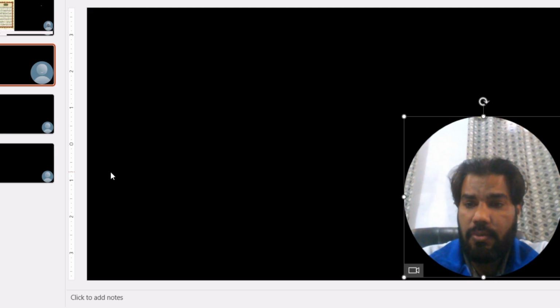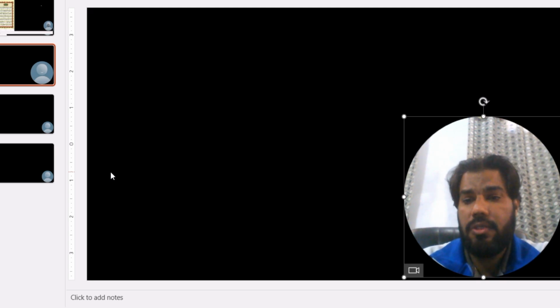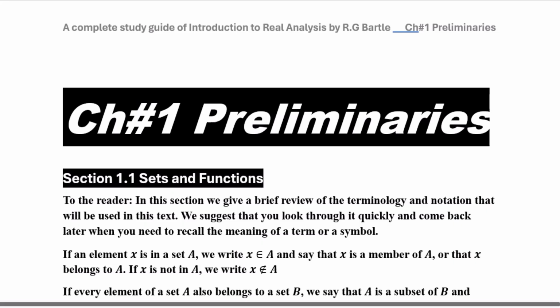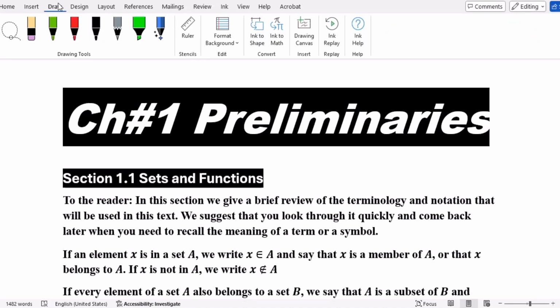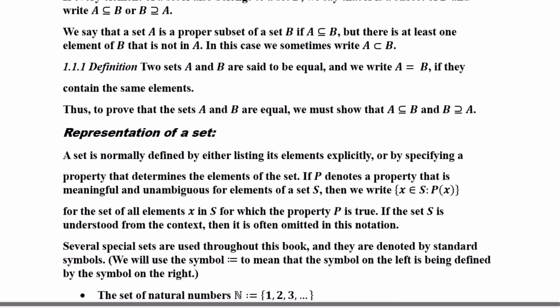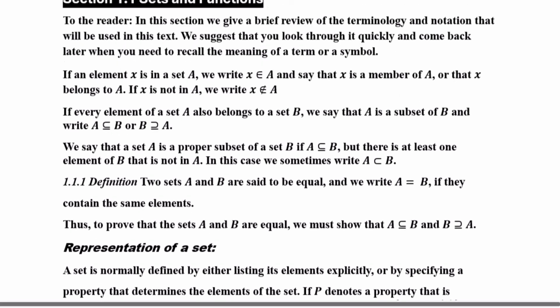So we will discuss from the first chapter, that is Preliminaries, and this chapter discusses some basic definitions, some symbols and notation that we will use throughout this book. So let us start from chapter number 1, Preliminaries. In this lecture, we will discuss section number 1, sets and functions. This is the basic lecture, and we will discuss some basic definitions.